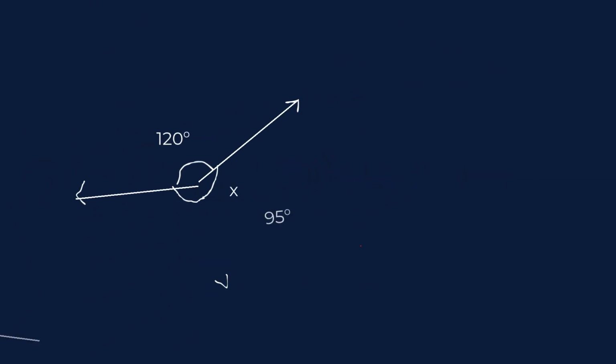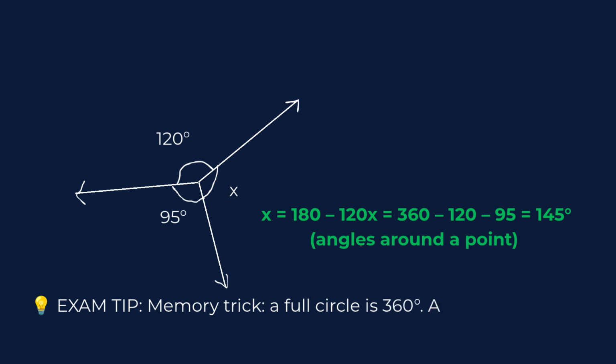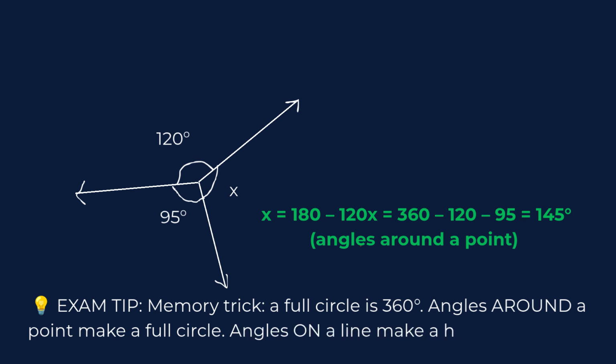The fix. Look at the diagram carefully. If the angles go all the way around a point, full rotation, it's 360. If they're only on one side of a line, it's 180. The shape of the diagram tells you which rule to use.